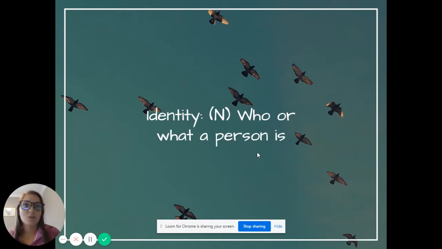So here's the definition: who or what a person is. It sounds very simple, but when you're asked the question, who are you? It's kind of difficult to answer. You have a lot of things to think about, like where your family came from, what religion are you, what hobbies do you have, what makes up your culture, where have you lived in the past, where have you traveled to. All of those things make up your identity.